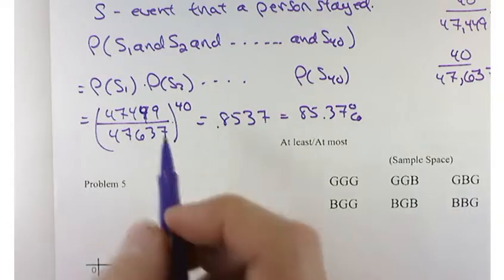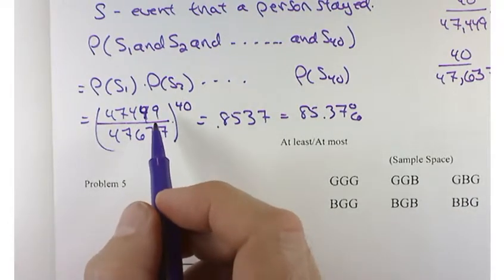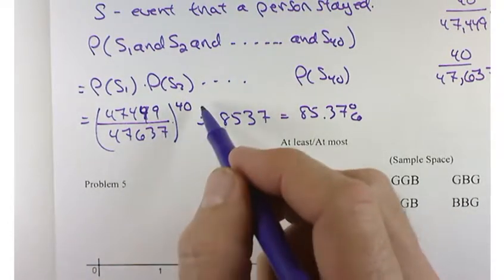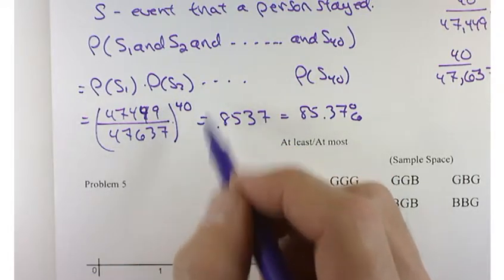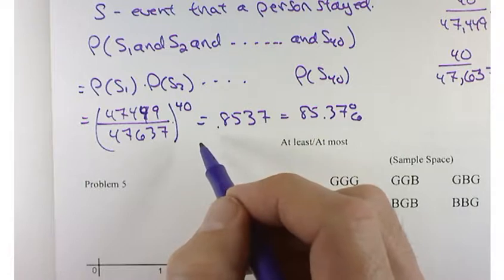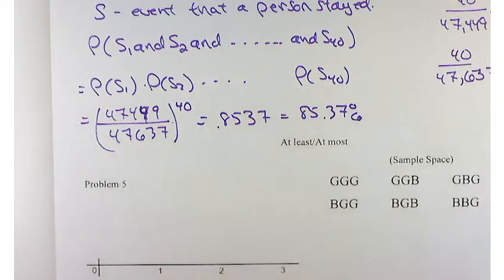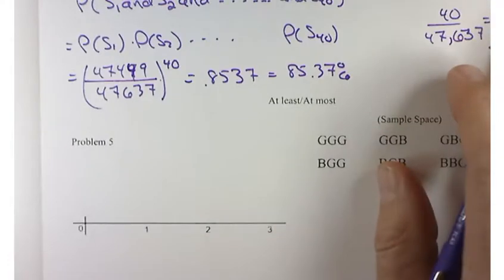Without that assumption, do you realize what this probability would look like? You'd have to do this. You'd have to subtract 1, so you'd have 47,448 divided by 47,636, and then keep on subtracting 1 for 38 more times, and then multiply all those things together. No thanks. I'll do it on a spreadsheet. I'm not going to do it by hand on a calculator. Even on a spreadsheet, it's a little annoying. Not too bad.